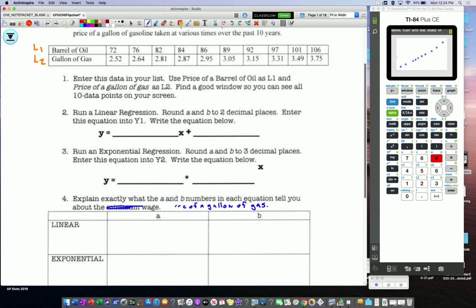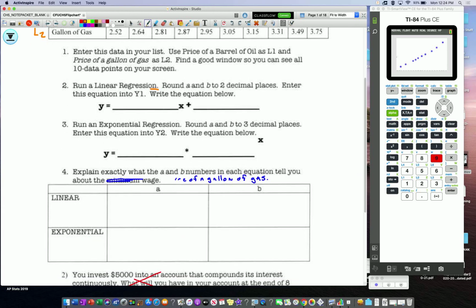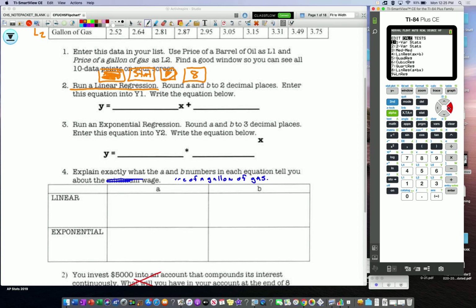So, here on number 2 it says run a linear regression. So this is old review from chapter 3. Stat, right arrow, number 8. So I'm going to go stat, calculate, number 8. Linear regression on list 1 and list 2. Go ahead and enter that in. So for some reason, the x here is first, so the b is 0.035, okay? And the y-intercept is actually a minus 0.064.